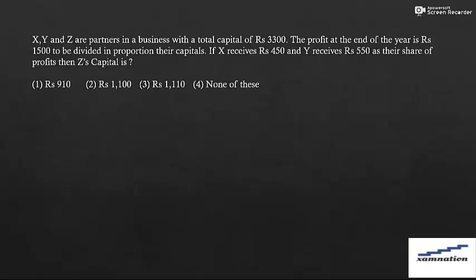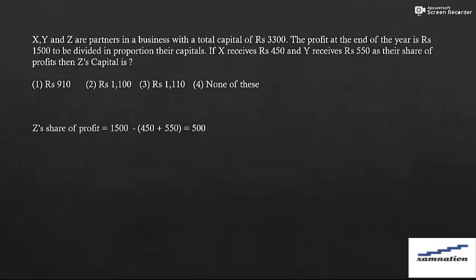Over here, we do not have the amount of money invested by X, Y, and Z. We do not have the profit sharing ratio, but we have X's profit share, Y's profit share, and the total profit. So we can calculate Z's profit from here. So Z's share of profit would be 1,500 minus (450 plus 550), that is 500.